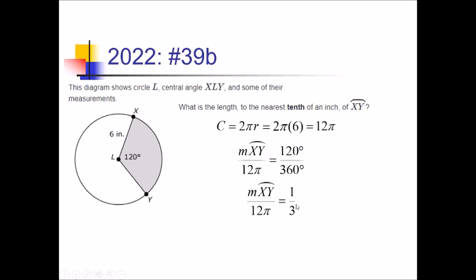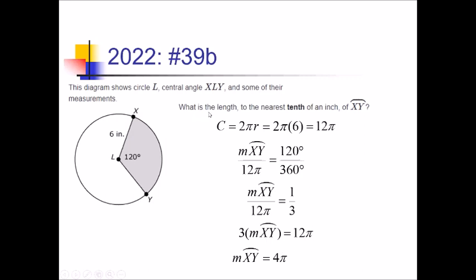Cross multiplying now, 3 times measure of xy is going to equal 12 pi times 1, so 12 pi. So then the measure of arc xy, we're going to divide by 3 on both sides. That's going to be 4 pi. And I could just write inches after that.